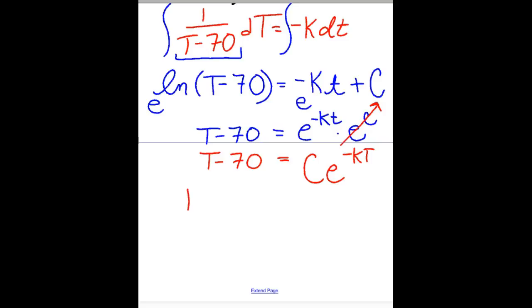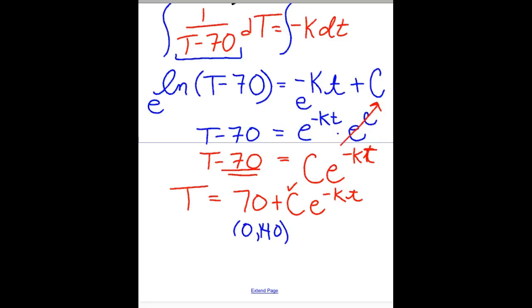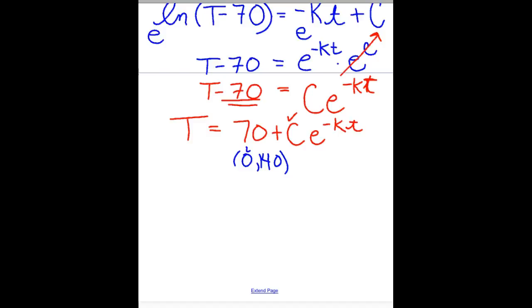So really what I have is my capital T is going to have to equal, I'm going to add 70 to both sides, 70 plus C e to the negative k times t, and I've got to be careful with my t's, that's a baby t. My next thing is to figure out what C is, and they did give me an initial point. They said at time 0, the temperature was 140. So what they're giving me is T, big T.